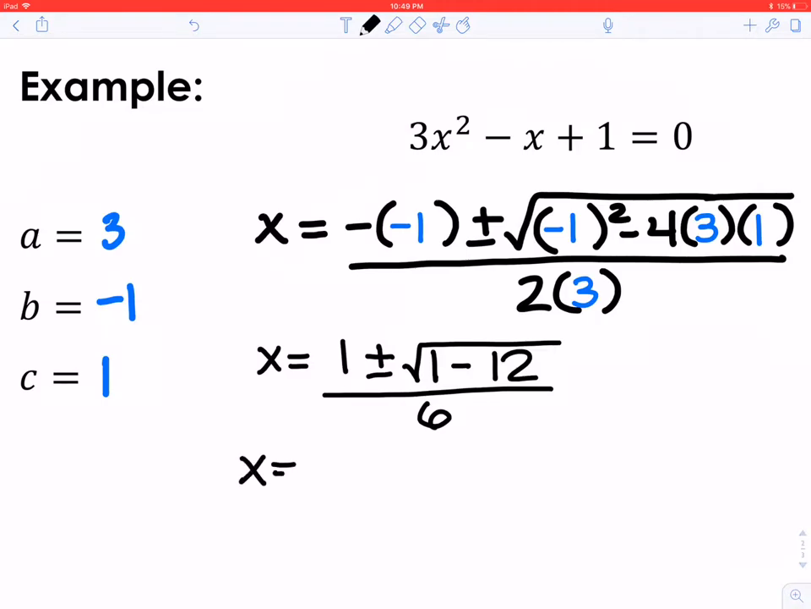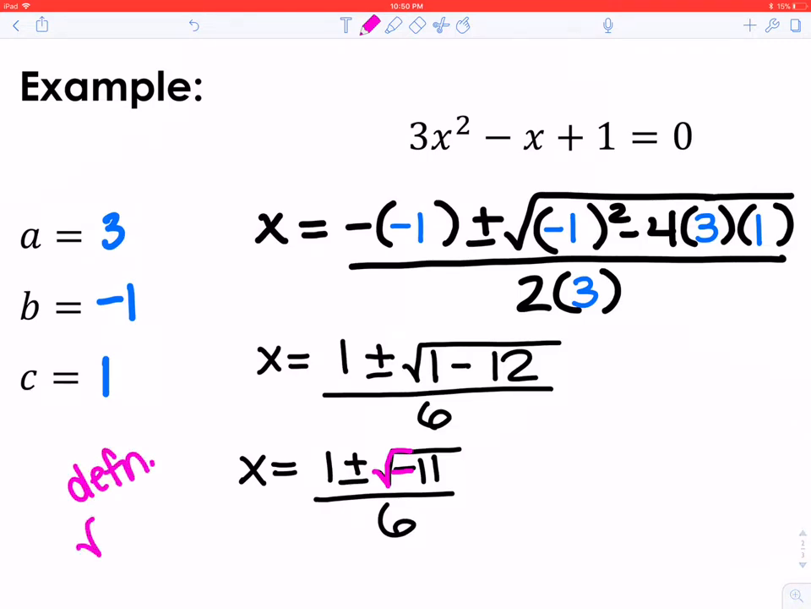So x equals 1 plus or minus the square root of -11 divided by 6. Can we simplify? Yes, we can, because we know the square root of a negative is not a real solution. That sends us to the land of imaginary. And so we're going to need to use our definition. The square root of -1 is equal to I for imaginary.